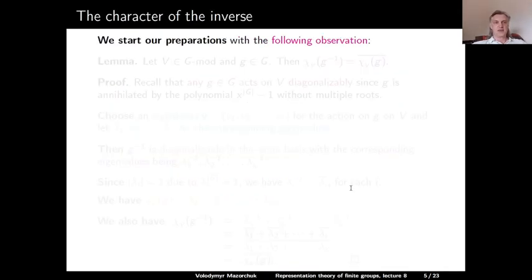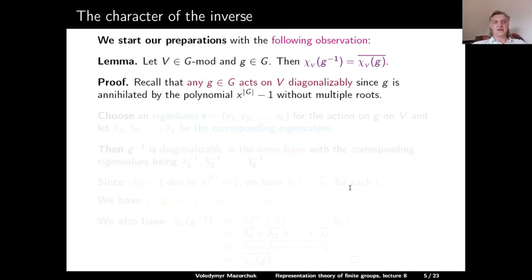Let us start our preparation with the following observation. Let V be a G module and g an element in the group G. Then the value of the character of V at g inverse is equal to the complex conjugate of the value of the character of V at g.